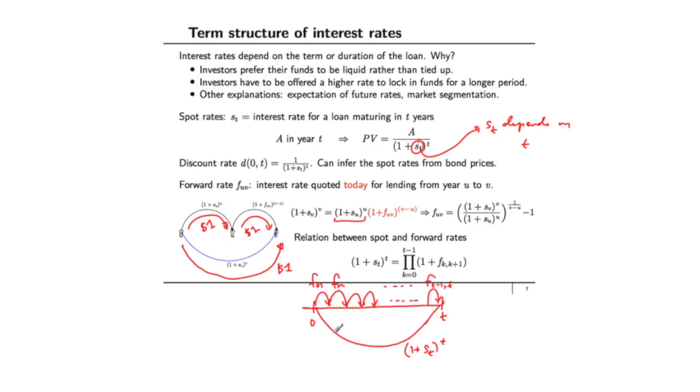Again, by no arbitrage, whether you go down this path or you go down that path, you should get the same amount of money, which tells me that (1 plus S_T) to the power T must be equal to the product along the above line, which is (1 plus F_k,k+1), taking the product with k equal to 0 to T minus 1.